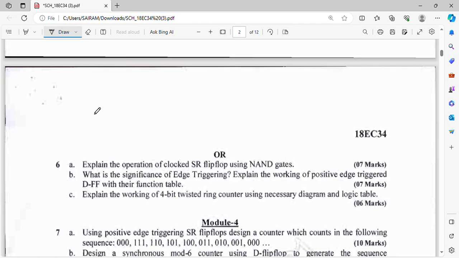Question number 6B: what is the significance of edge triggering? Explain the working of positive edge trigger D flip flop with the function table. This is 6B. You don't have the concept of positive edge trigger D flip flop in this particular model. It is not in the syllabus.